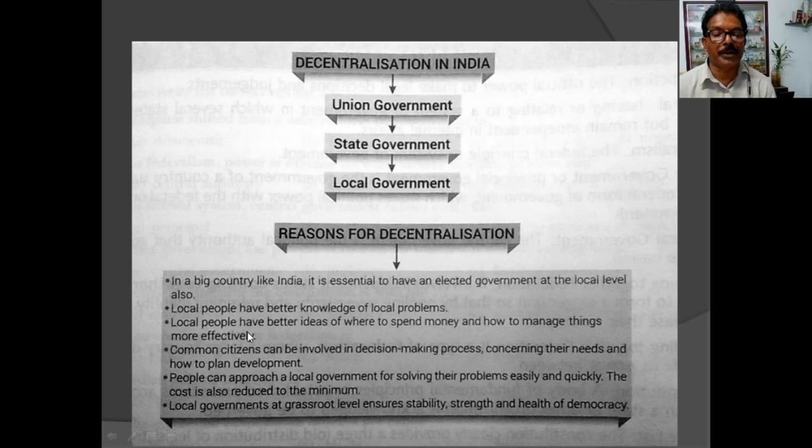Common citizens can be involved in the decision making process. So common people get a chance to take part in decision making, and people can approach a local government for solving their problems easily and quickly, and the cost is also reduced to the minimum. Less corruption. The local government at grassroots level ensures stability, strength and health of democracy. People know where to spend money. They have better ideas, better knowledge about their local problems. So that is the reason this question is very important: why was there a need for decentralization?